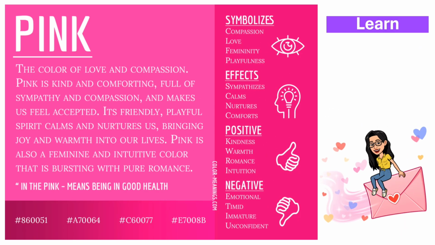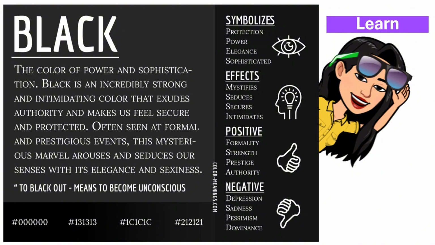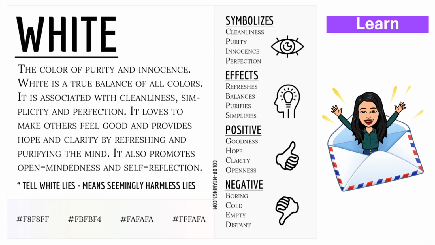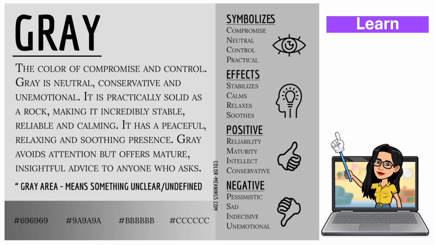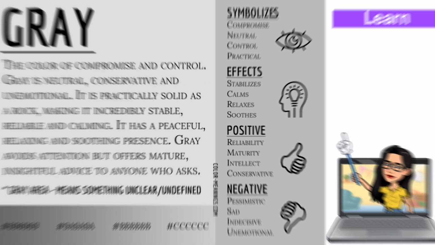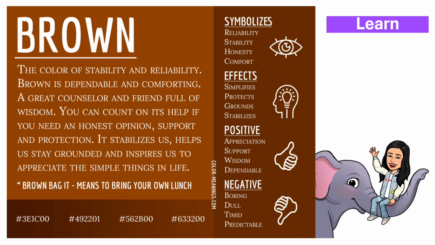Pink is the color of love and compassion. Black is the color of power and sophistication. White is the color of purity and innocence. Gray is the color of compromise and control. Brown is the color of stability and reliability.